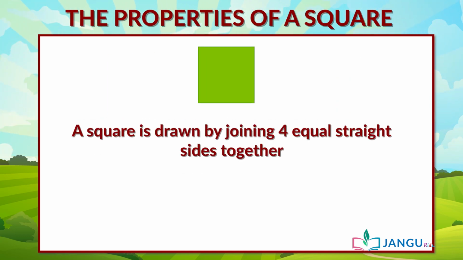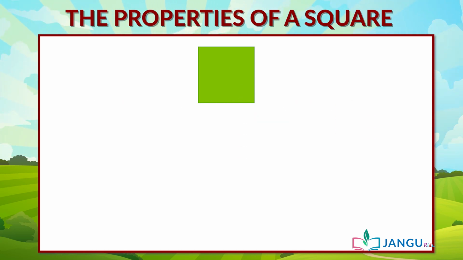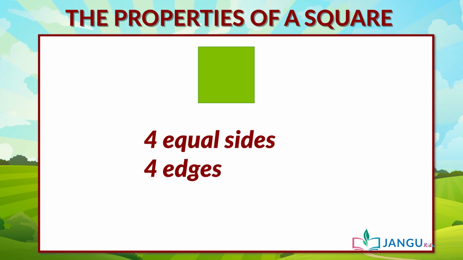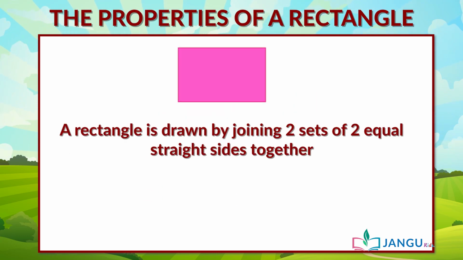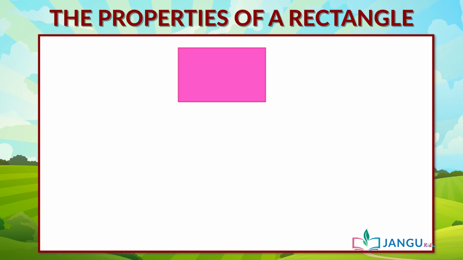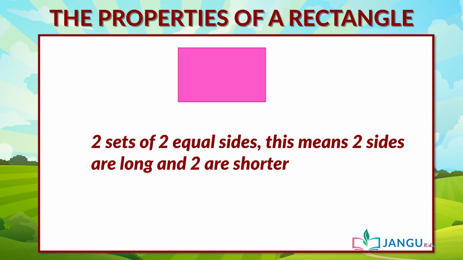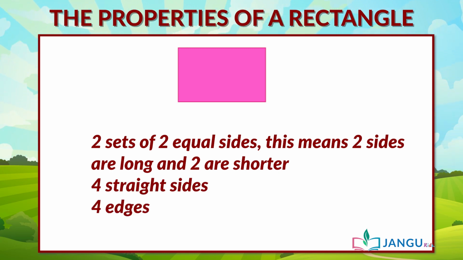A square is drawn by joining 4 equal straight sides together. The properties of a square are 4 equal sides, 4 edges, and 4 lines of symmetry. A rectangle is drawn by joining 2 sets of 2 equal straight lines together. The properties of a rectangle are 2 sets of 2 equal sides. This means 2 sides are long and 2 sides are shorter. 4 straight sides, 4 edges, and 2 lines of symmetry.